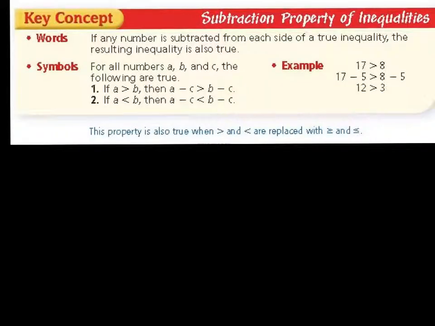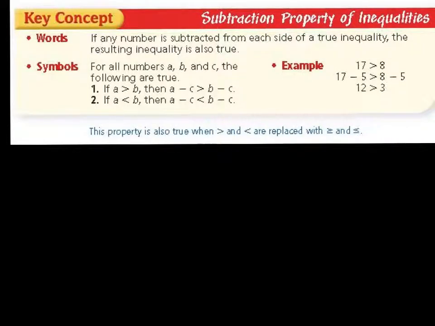The subtraction property of inequality states if any number is subtracted from each side of a true inequality, then the resulting inequality is also true. So for all numbers a, b, and c, the following are true. If a is greater than b, then a minus c is greater than b minus c. And if a is less than b, then a minus c is less than b minus c.